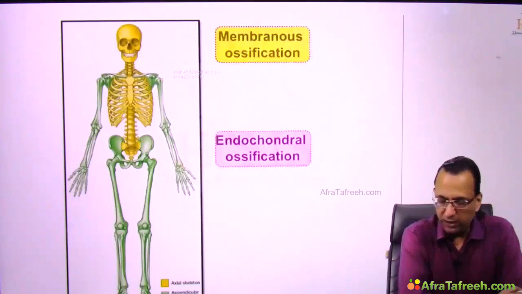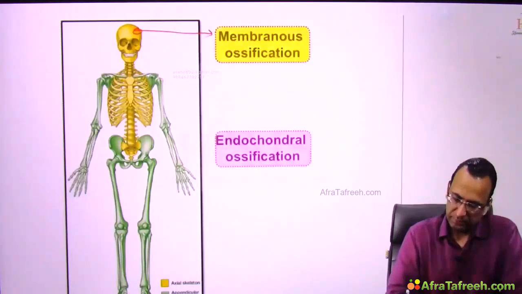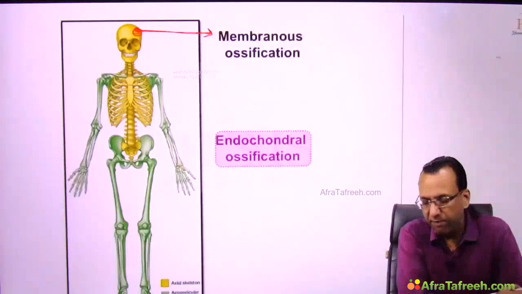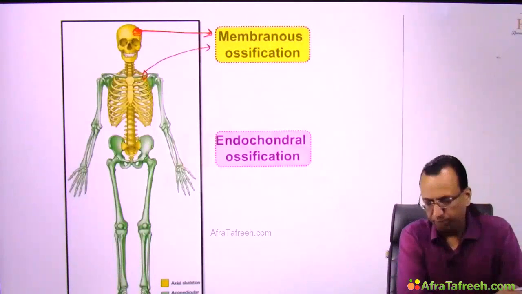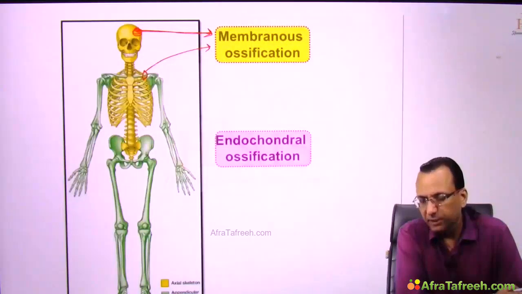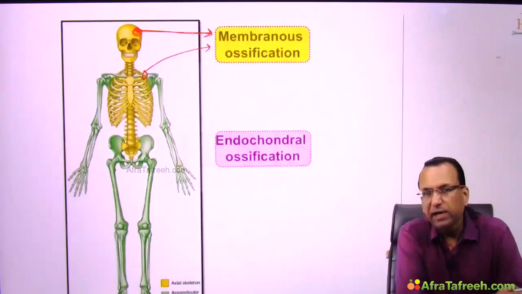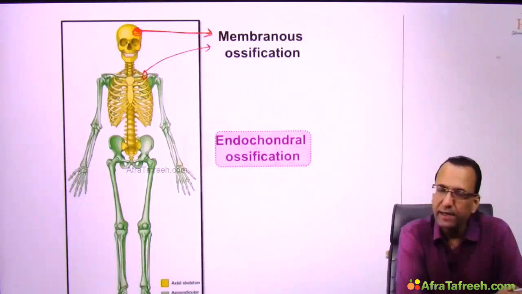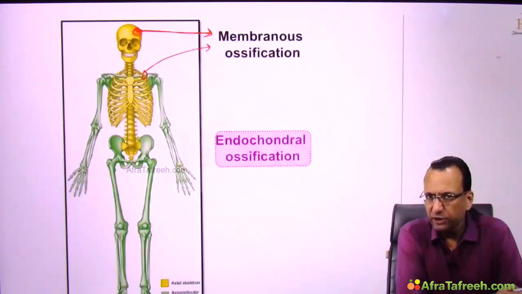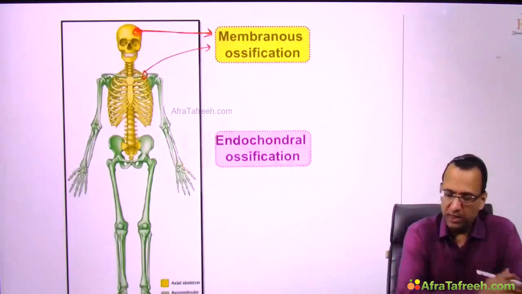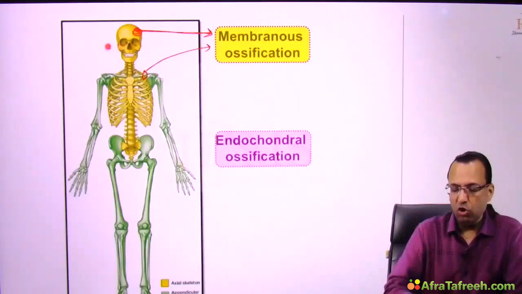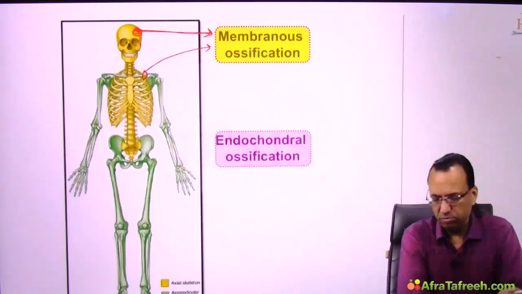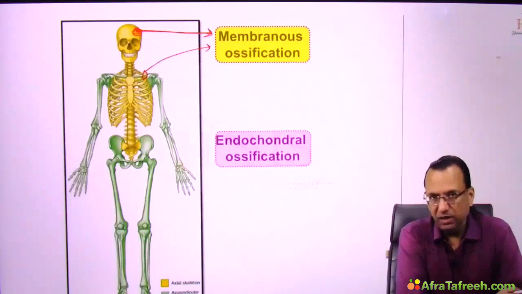And what about the few skull bones? The skull cap. The few skull bones or skull cap have membranous ossification. Even the clavicle bone is partly developing in membrane. So the clavicle also has membranous ossification partly, and partly it is endochondral ossification. Skull also. The skull cap is membranous, but the skull base will be endochondral ossification.